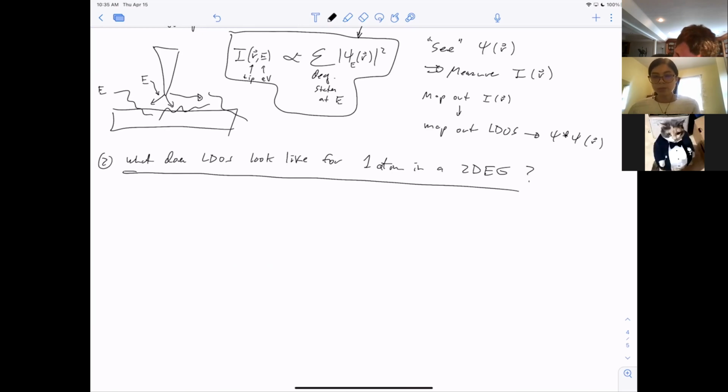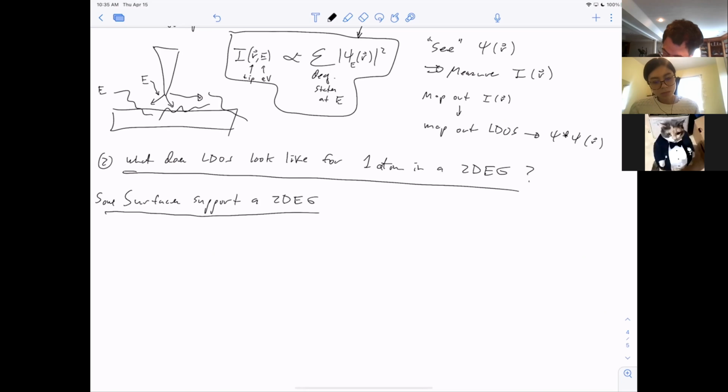It turns out that there are some surfaces that support a two-dimensional electron gas. And that's another thing that I don't have time to actually derive for you, but I'll just assert it because it's true. There are all kinds of reasons why it's true. It's a whole field of study, but we don't have time to get into all those details. But there are certain surfaces that support a two-dimensional electron gas.